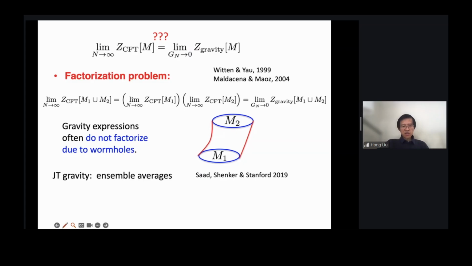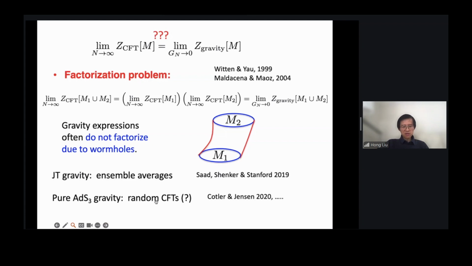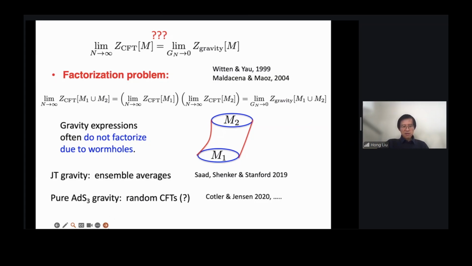And there's also an indication that pure AdS3 gravity, which also has these kinds of wormhole solutions, etc., may also be related to some random CFTs. You could also have to do some averages, and then it's not factorized. But the story becomes much trickier when you go to higher dimensions.